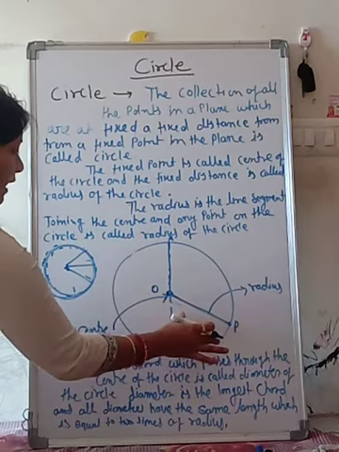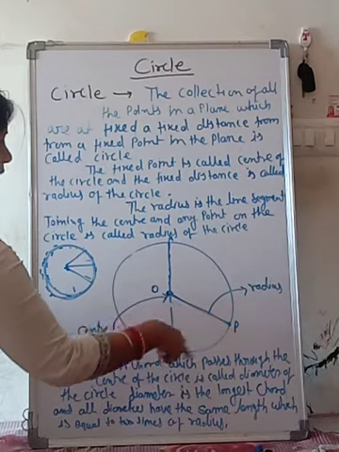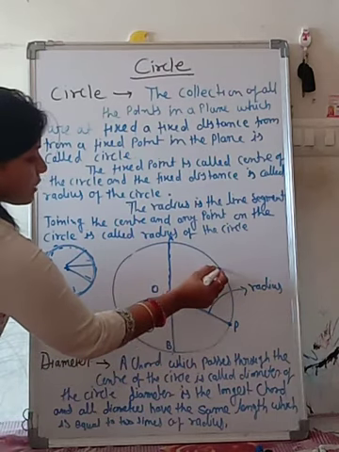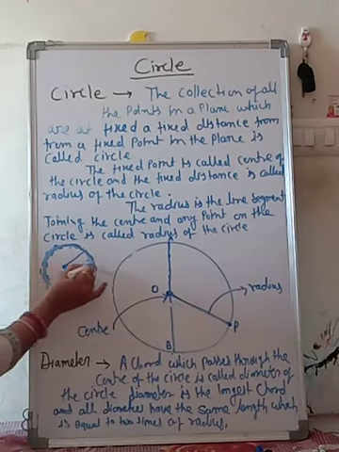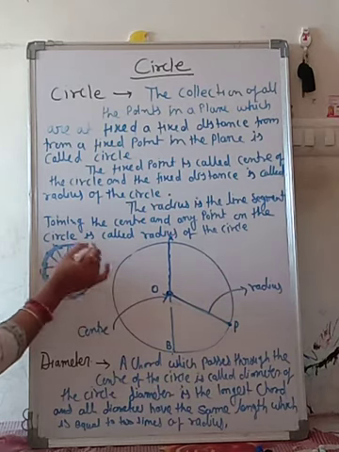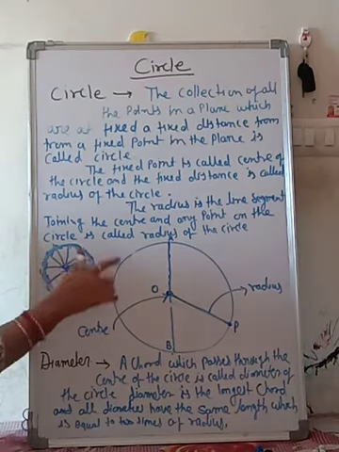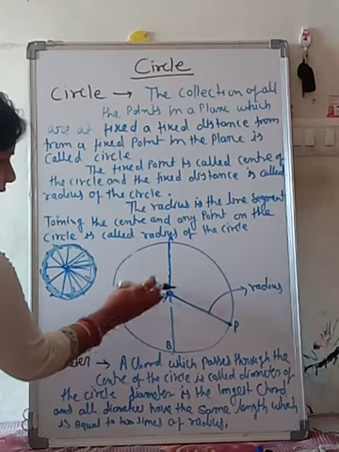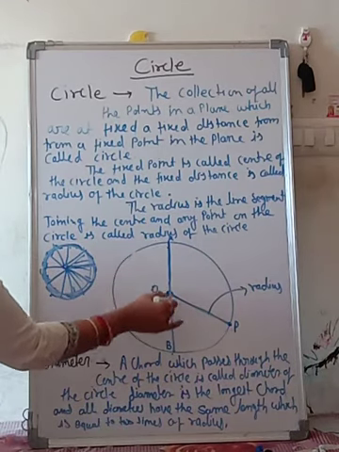So the radius is the line segment joining the center and any point on the circle. Suppose here this is a circle and this is the center point, and the distance from the center is called the radius. Each radius will be of equal length in a circle. Now here we draw the circle. This is the center point and this is a radius, and AB is a diameter.